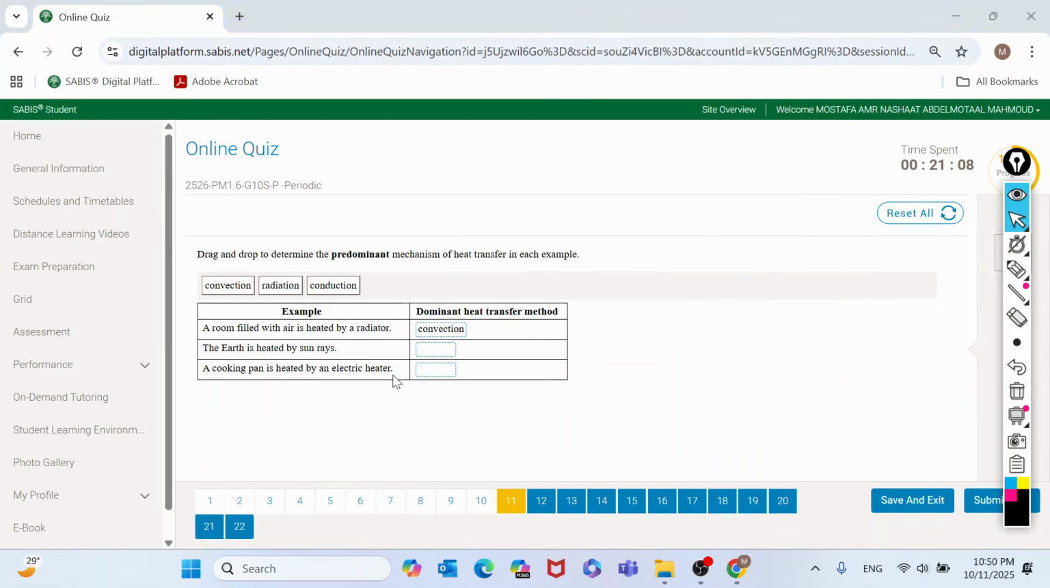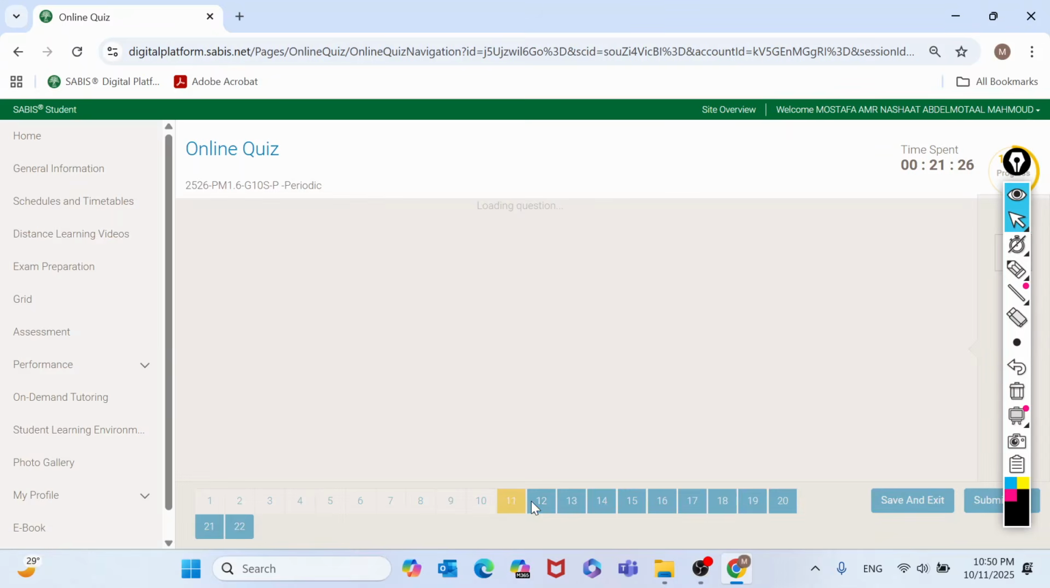Earth is heated by the sun's rays. Between Earth and the sun, there's a vacuum, and the only one of those that can travel through a vacuum is radiation. Also, the sun's rays are radiation. Okay. A cooking pan is heated by an electric heater. This one's conduction because they're in contact.